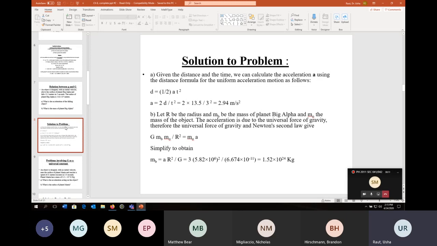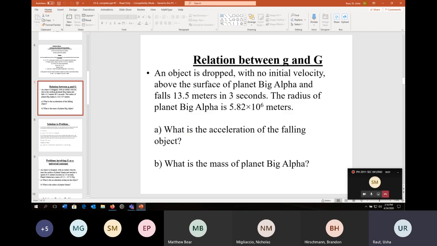Okay, so you can use, for example, d equal to half at squared. Or you've seen it as y equal to y0 plus v0y t plus half at squared, right, as part of your kinematic equations of chapter 2. And going back to the actual problem, you're given the distance: it falls 13.5 meters in 3 seconds. So that would be an appropriate equation to use.